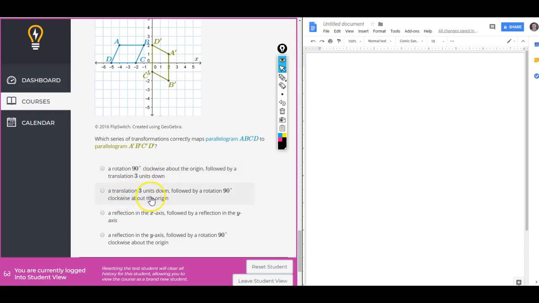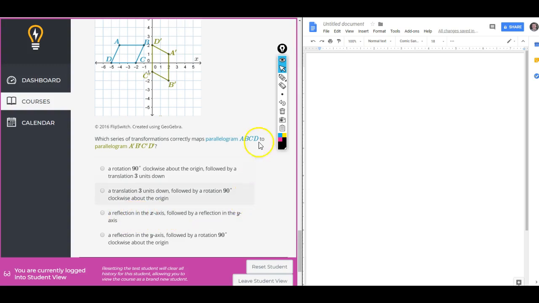A translation 3 units down, followed by a rotation 90 degrees clockwise about the origin, a reflection in the x-axis followed by a reflection in the y-axis, a reflection in the x-axis followed by a rotation 90 degrees clockwise about the origin. So I'm thinking to myself, okay, which one of these am I the strongest at doing, because that's the quickest one to check. I'm the strongest at reflections, so I'm going to go to the one that has reflections.